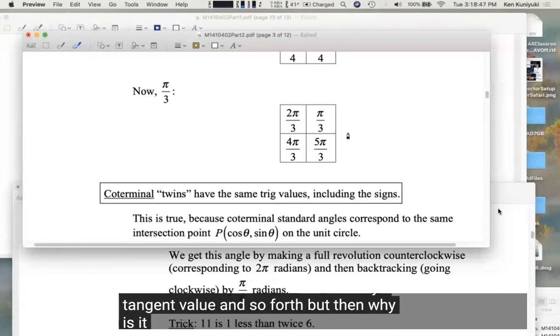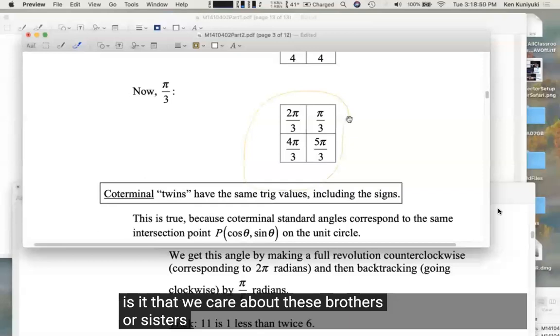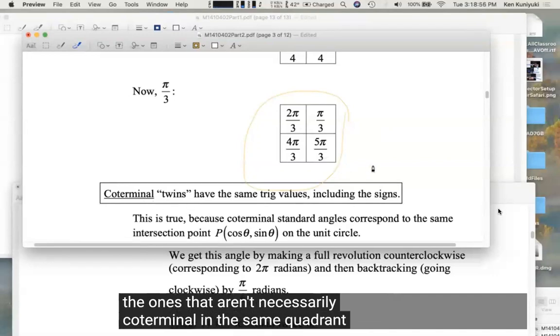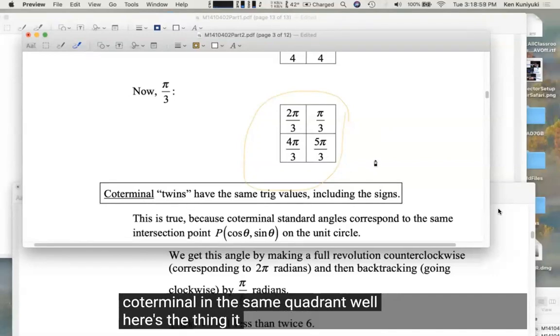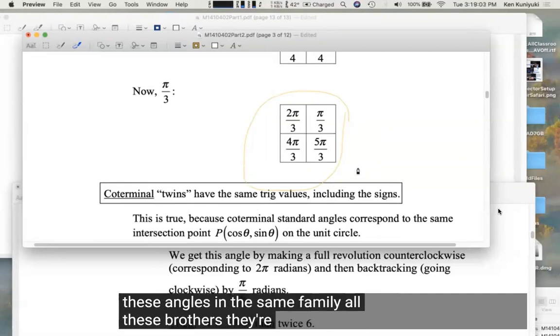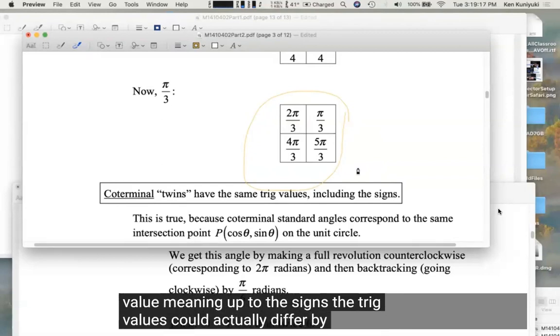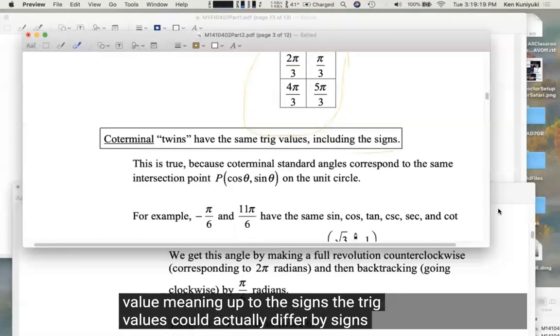But then, why is it that we care about these brothers or sisters or co-reference angles, even the ones that aren't necessarily coterminal in the same quadrant? Well, here's the thing. It turns out that all these angles in the same family, all these brothers, are going to have the same sine value, the same cosine value, the same tangent value, and so on, in absolute value, meaning up to the signs. The trig values could actually differ by signs.